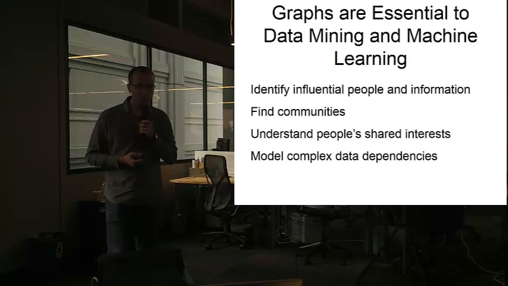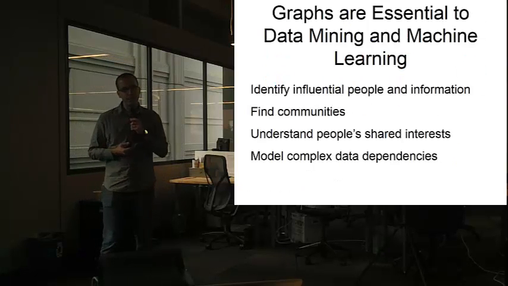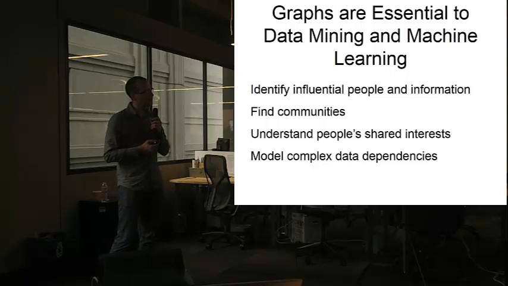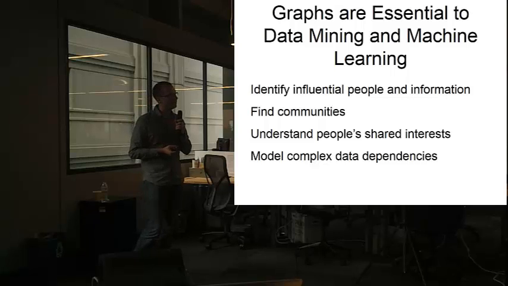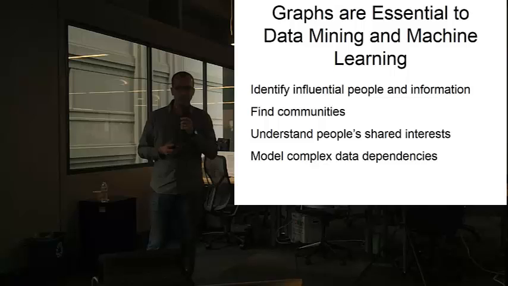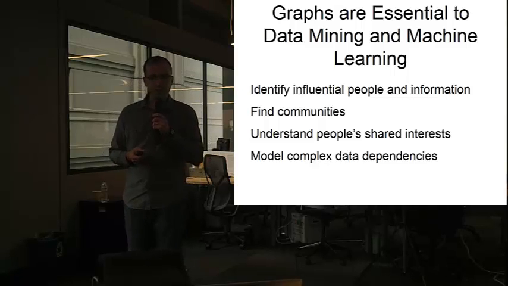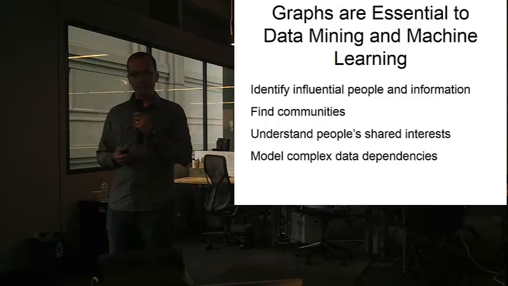From a machine learning or a data analytics perspective, these graphs are very essential because they help us identify influential people and communities, also influential information. They help us find communities, understand people's shared interests, and they allow us to model complex data dependencies.